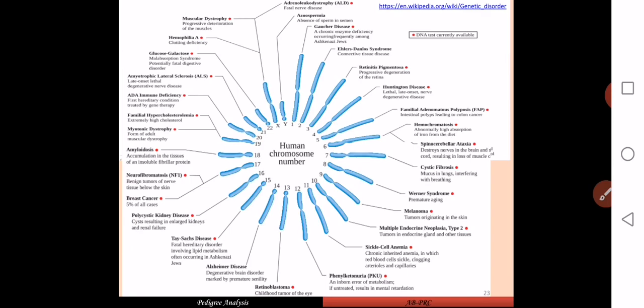You can see, for example, sickle cell anemia. In sickle cell anemia, the chromosome affected will be chromosome number 11, right? And there is a small explanation also: chronic inherited anemia in which red blood cells sickle, clogging arterioles and capillaries. That is the disease. A small explanation is given there, and similarly for all the other diseases, and their basic explanation is also provided. Okay, this is useful data for your reference.